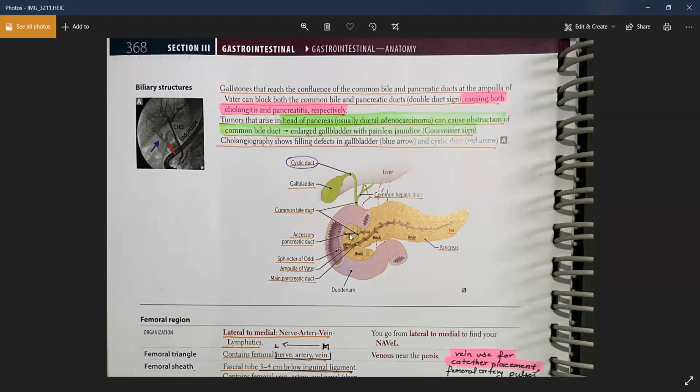You also have an accessory pancreatic duct. The opening of the accessory pancreatic duct is present here, which is the minor papilla, and this is the major papilla in the duodenum. So the minor papilla is for the accessory pancreatic duct opening, and the major papilla is for the ampulla of Vater opening.